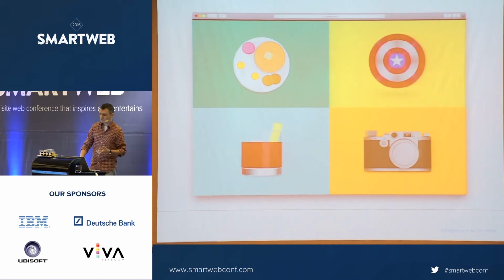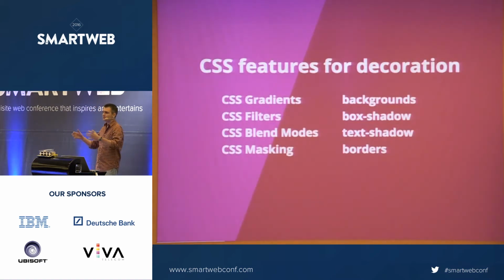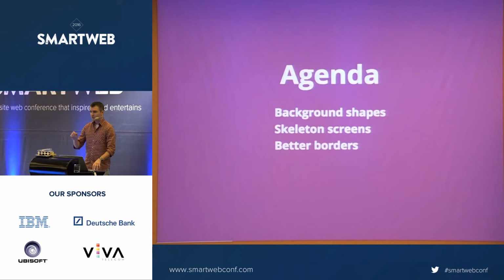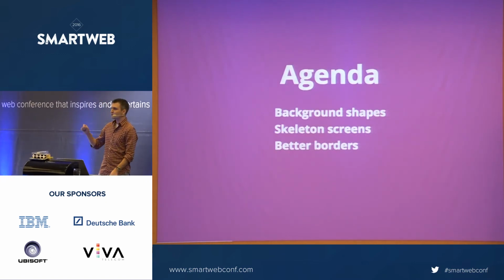Well, Lynn has used a lot of CSS features that I term CSS for decoration to achieve those things. And CSS has a lot of them. They're gradients, filters, blend modes, backgrounds, shadows, all sorts of things. But time is short today, so I'm only going to cover CSS gradients and backgrounds today. Oh, and we do have quite a lot to cover. So today we're going to talk about how to create background shapes using CSS gradients, how we can use that knowledge to create skeleton screens to improve perceived performance of applications and interfaces in general.